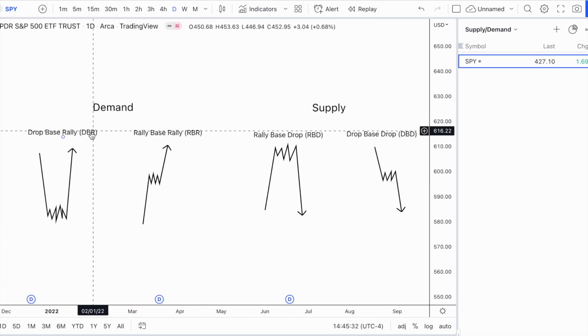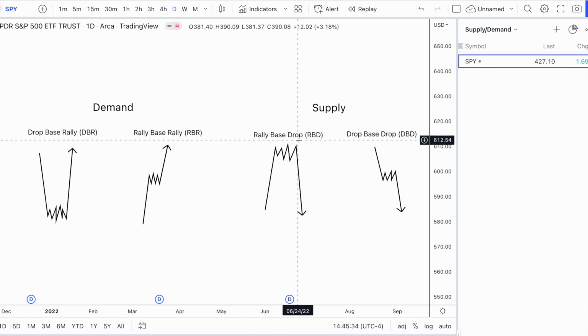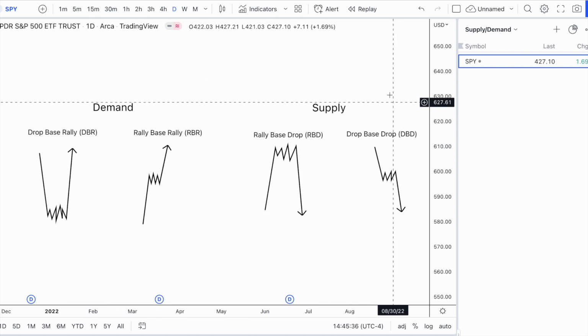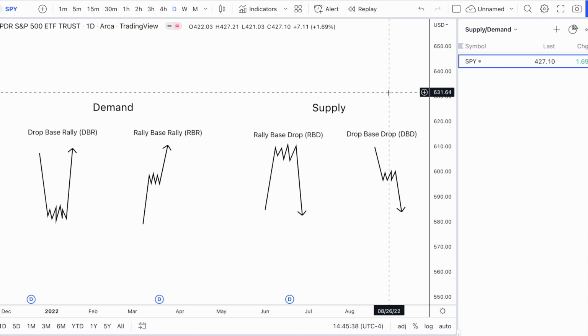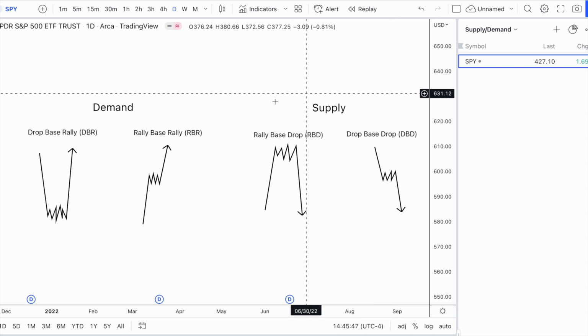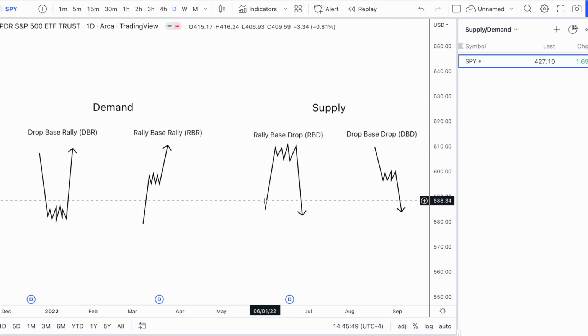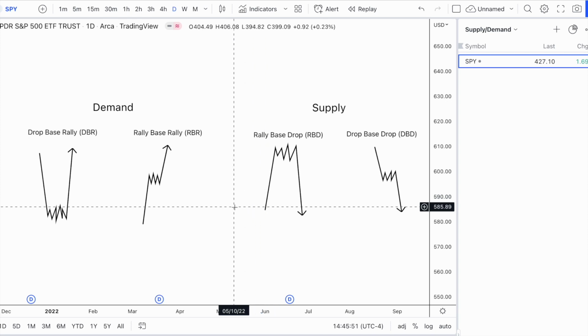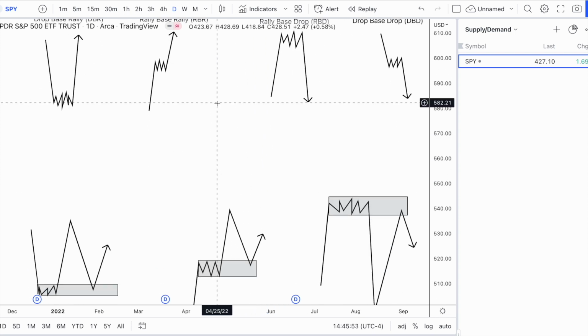Now, I don't really call them out, DBR, RBR, RBD, DBD. I don't say that a lot. It's just the types of names to identify the zones. So that's something you can use in your trading if you do so. I don't really talk about it that much, but these are the types of zones and the names that they have.